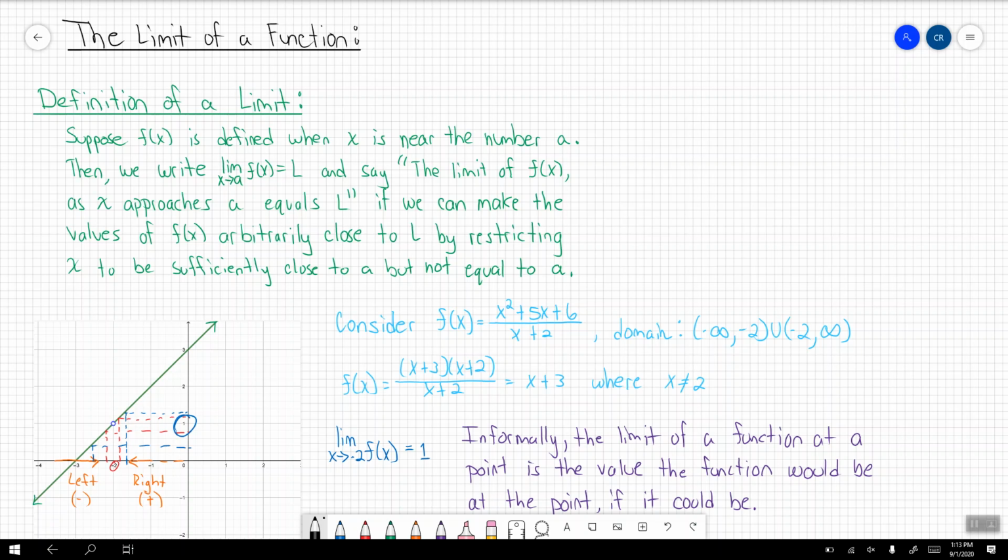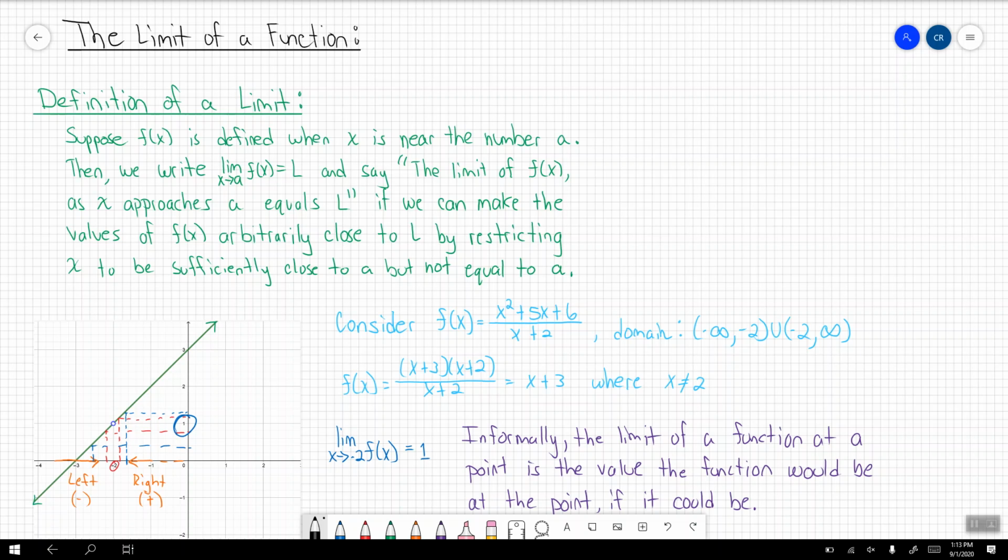Hi everyone, welcome. Today we are going to be discussing the limit of a function. And before we start on that lesson for the limit of a function, I want to first talk about the definition of a limit. That way we can go through and use that limit definition.